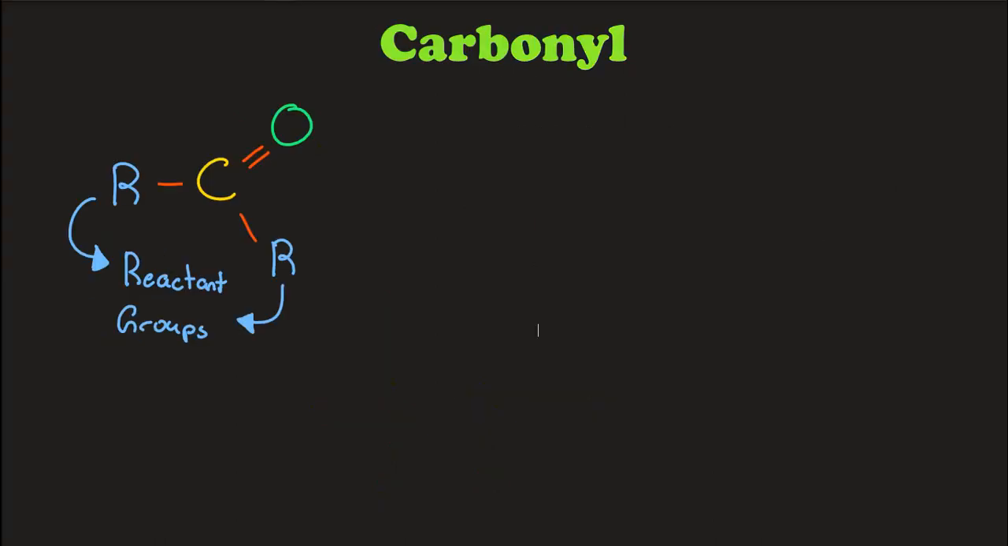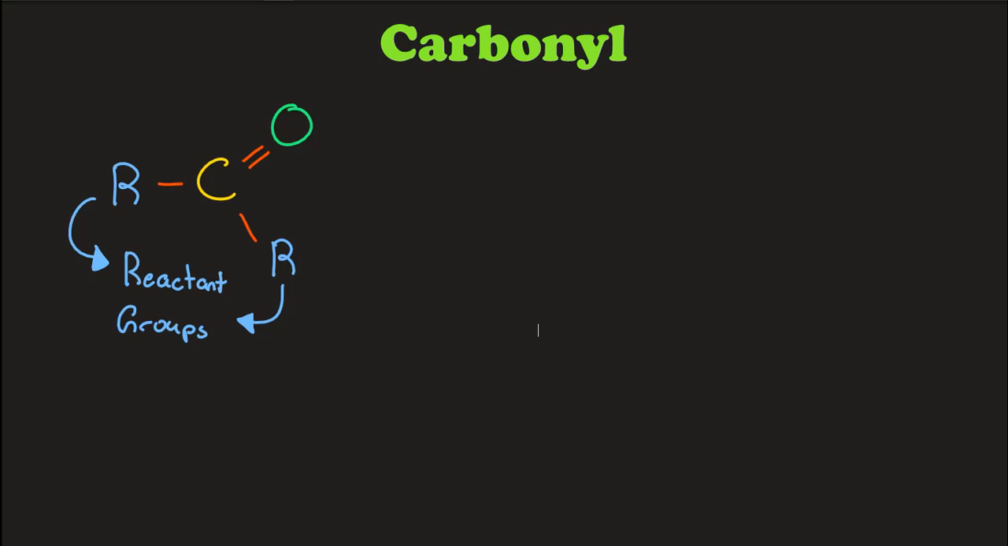It consists of a carbon atom double bonded to an oxygen atom and the same carbon atom single bonded to 2 other reactant groups. Carbonyl tends to be bonded to 2 reactant groups because carbon has 4 valence electrons. As a result, it tends to form 4 covalent bonds, as shown in this diagram. It is double bonded to an oxygen atom, allowing the carbon atom to form 2 other bonds.